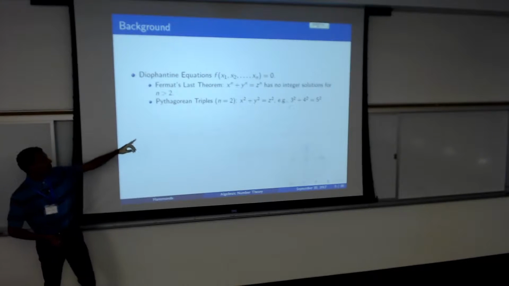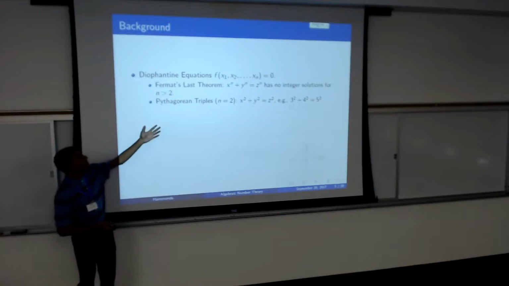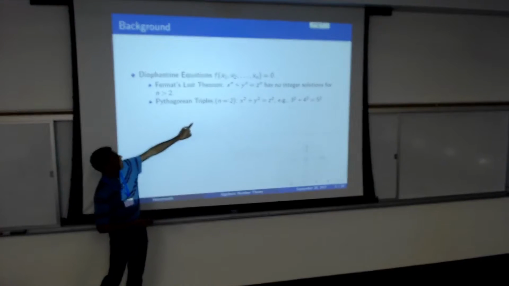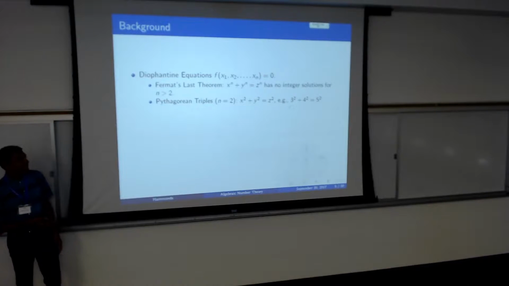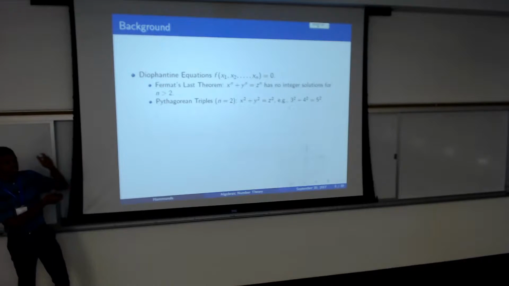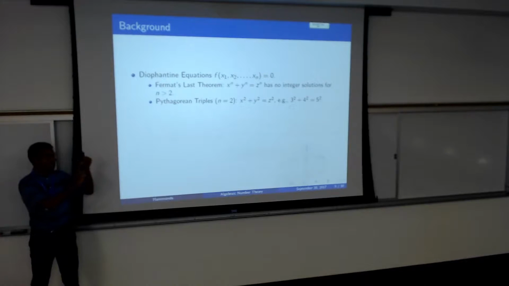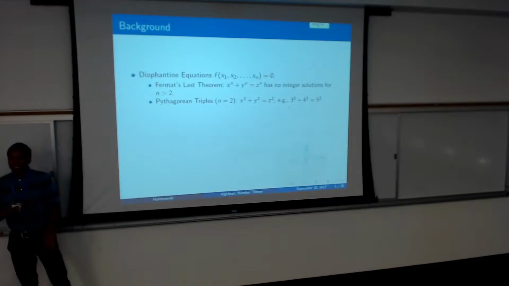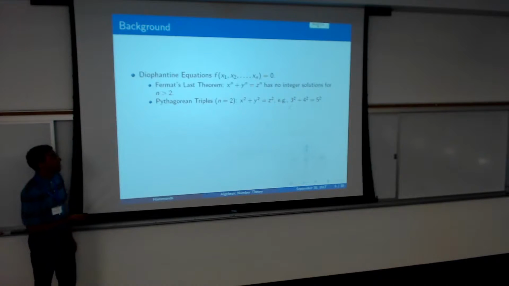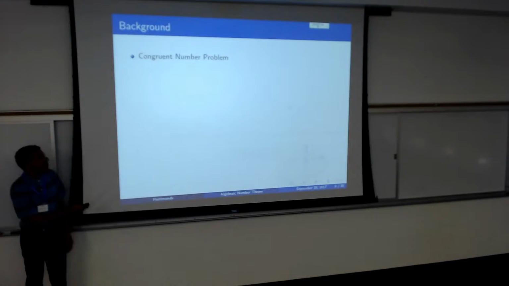But one easier example is the Pythagorean triples. This is a form of this general equation for the n equals 2 case. You might remember those from high school: two sides of a right triangle, you add the squares and they make up the square of the third side. So there's this idea of having a geometric intuition for these number theoretic problems. And there's a picture, for fun, I guess.